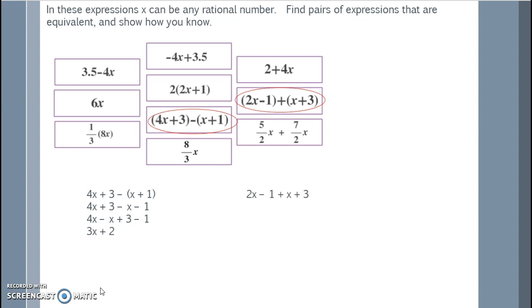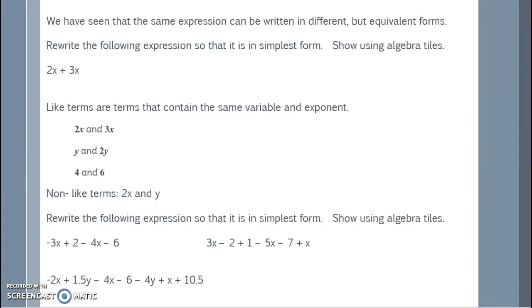Let's do the similar technique to 2x minus 1 plus x plus 3. Rearranging them, we get 2x plus x minus 1 plus 3, so 3x plus 2. So these two are equivalent. We have seen that the same expression can be written in different but equivalent forms.